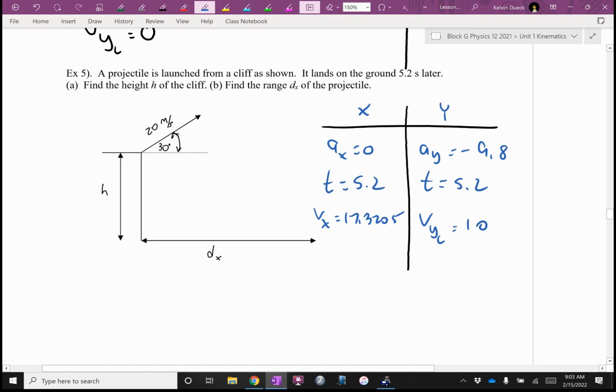Sarah, how many things do I know in my horizontal column? How many things do I know in my vertical column? That's why this question is going to fall apart, because I can find anything now. Sarah, what does A want me to find? Height? That's vertical, isn't it? I'm going to use dy equals question mark. I'm not going to relist everything. I got it sitting in a lovely T-table. Which equation am I going to use to find the height of the cliff?